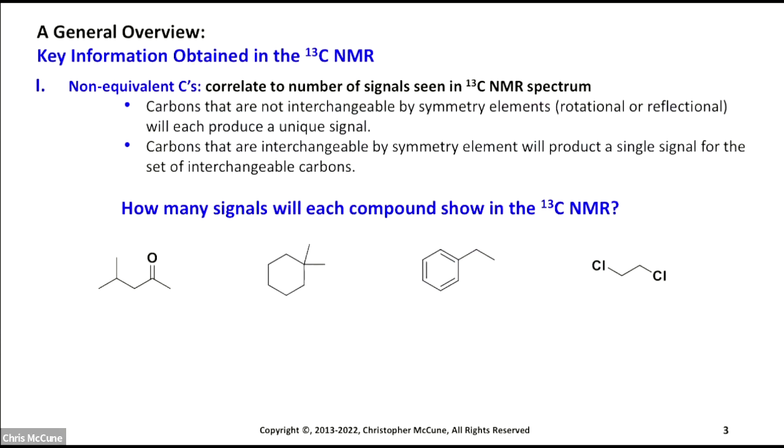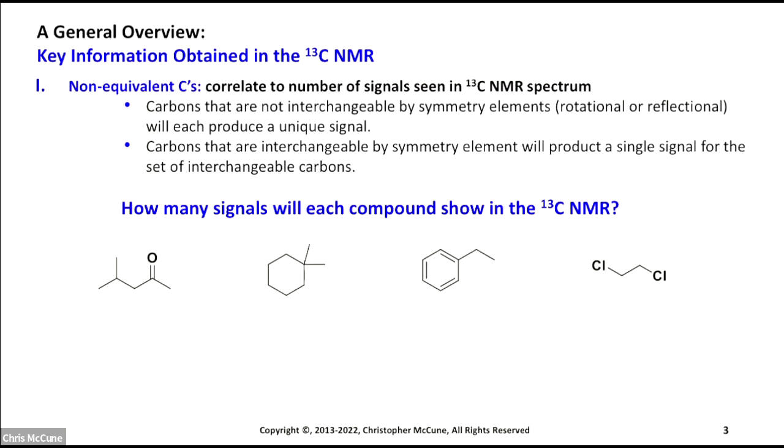Some of the key information you can get from a carbon-13 NMR, the main one is you can determine how many non-equivalent sets of carbons are in the structure, and this will correlate to the number of signals that you're seeing in the carbon-13 NMR. Carbons that are not interchangeable by symmetry elements, whether it's rotational or reflectional, will each produce a unique signal in the carbon-13 NMR.